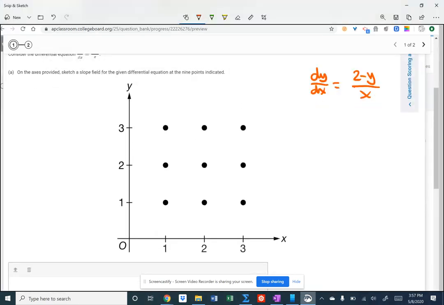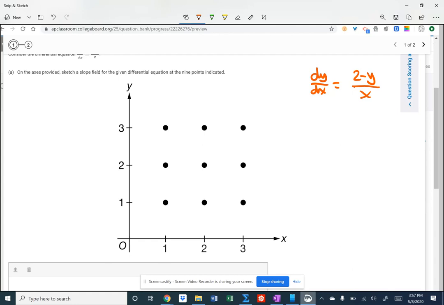I'm going to switch screens here a little bit so I can draw directly on this. They give us the differential equation, again, 2 minus y over x. What we have to do is take each x and y coordinate given here and plug them in and get the slope, and then draw a little segment with that slope.